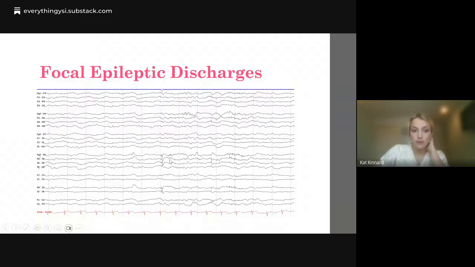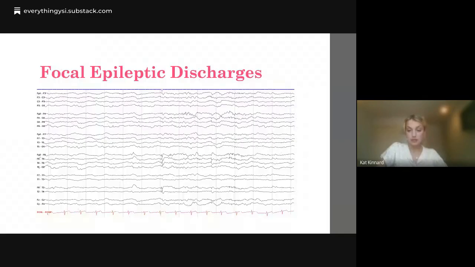These can have many different morphologies. These are little sharp waves, but this is not a seizure. This is a little warning sign from the brain, like, hey, this is a little glitch in the circuit that may propel. This is an area of irritability where a seizure may come from.